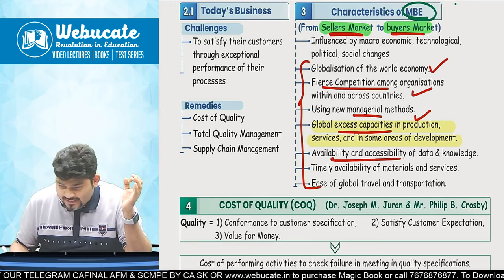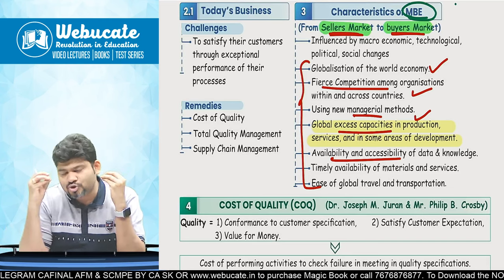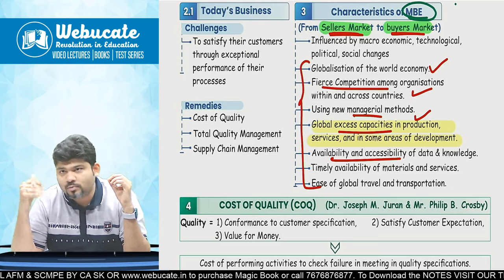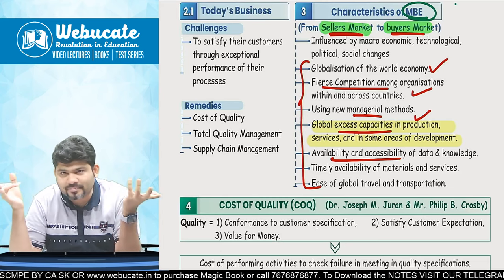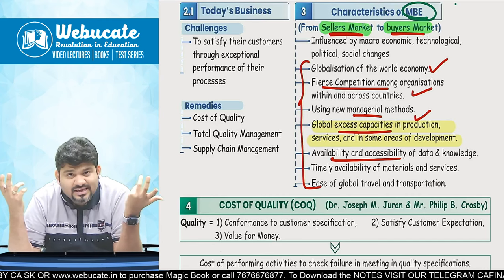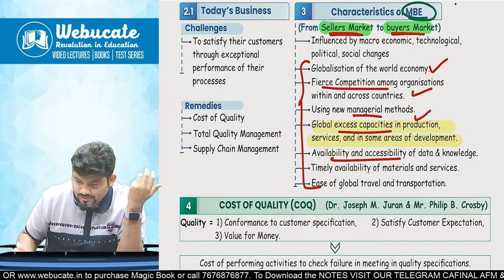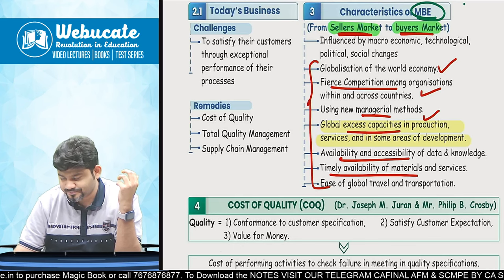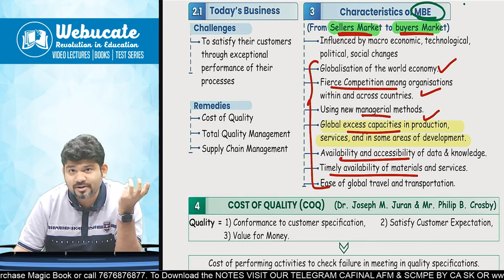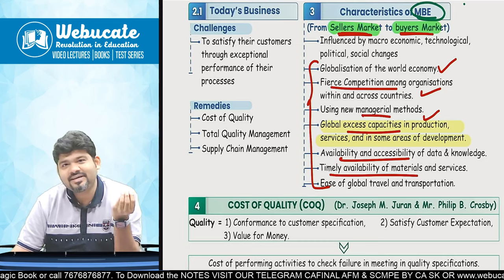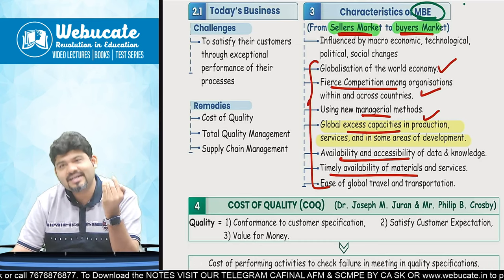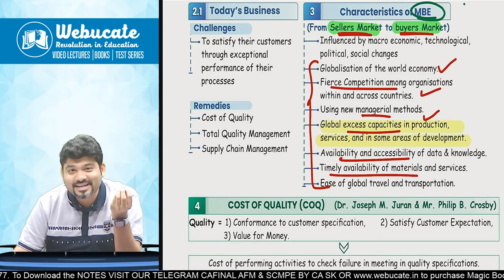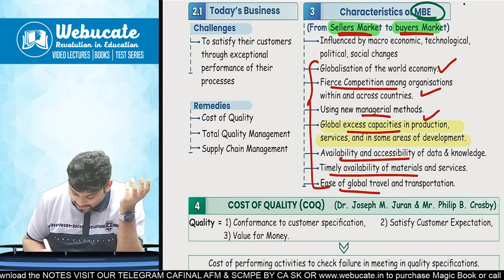Availability and accessibility of data and knowledge has become so easy on account of the internet. So the customers know what is being sold at what price. Just go on to Amazon or Flipkart and you have the price of almost everything you want. Right? Timely availability of materials and services. So now things are available on time: from 5 day delivery to 1 day delivery to half a day delivery to 10 minute delivery. That's what we are. Ease of global travel and transportation.